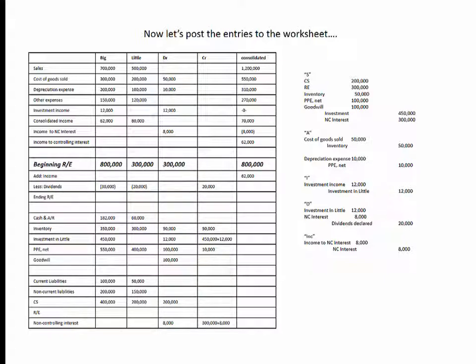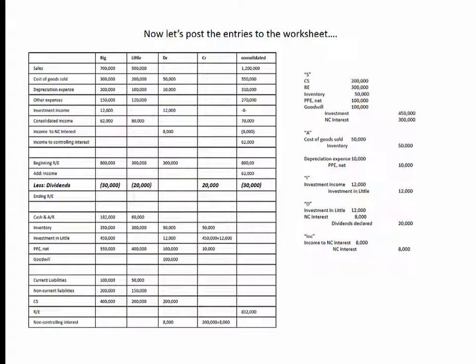Now we start working through our statement of retained earnings, again adding across. We've eliminated Little's beginning retained earnings, so we're left with Big's retained earnings. We've already got the income line filled in, so we jump down to dividends. And again, we've eliminated the subsidiary's dividends, so we're left with the parent's.